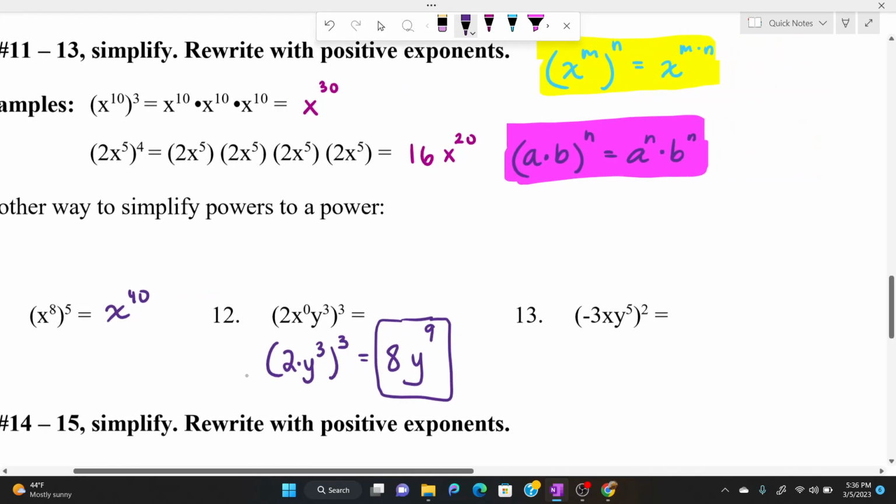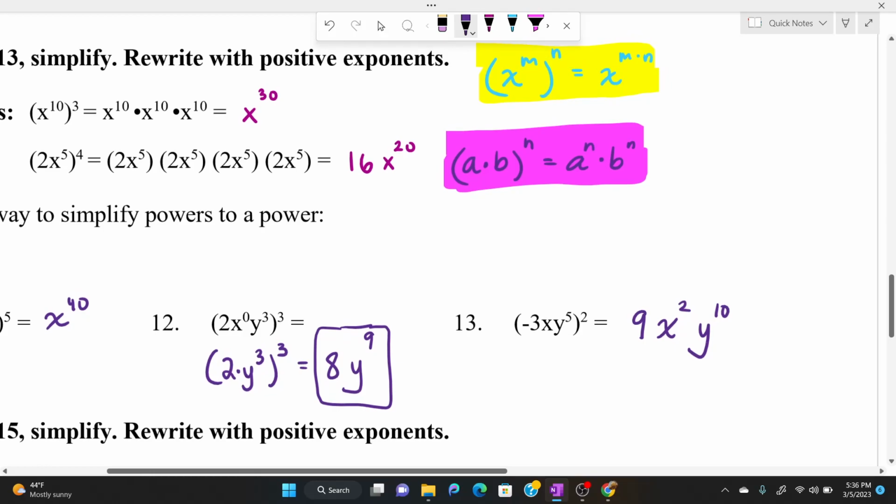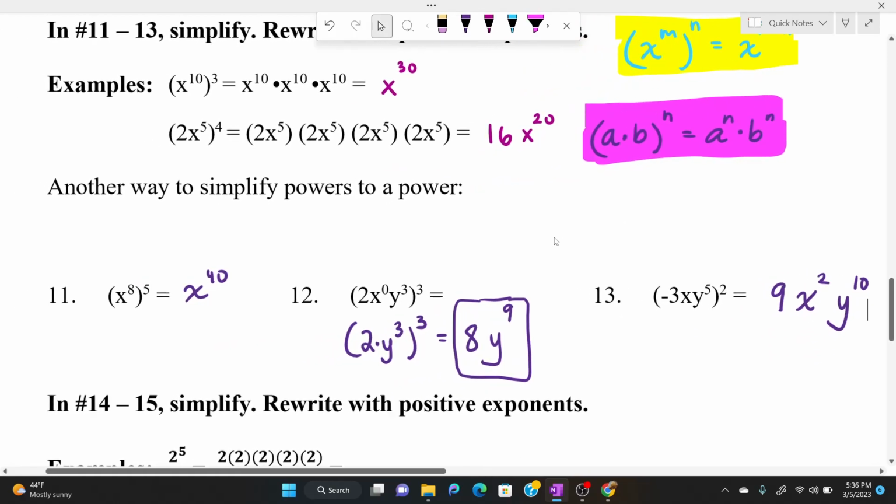All right, one more here. So negative 3 squared turns into positive 9x squared and then y to the 10. So I'm using a combination of the two rules that I talked about above.